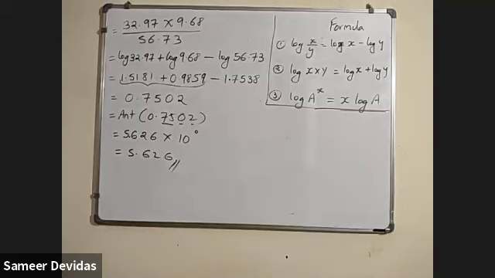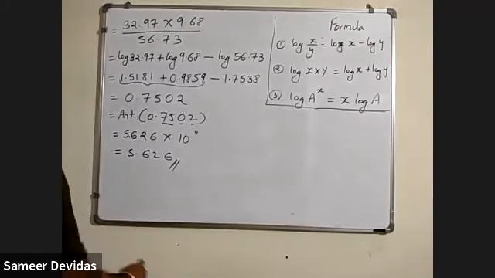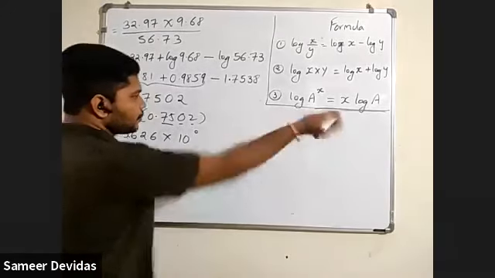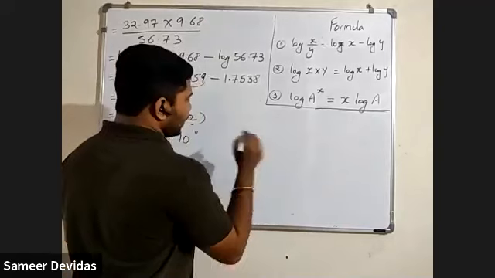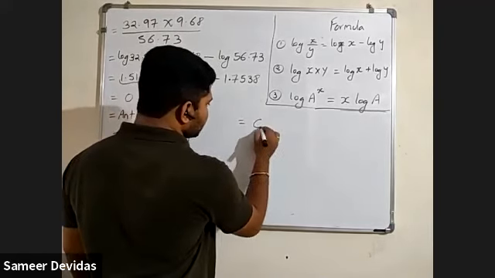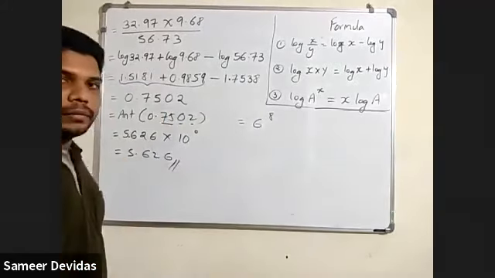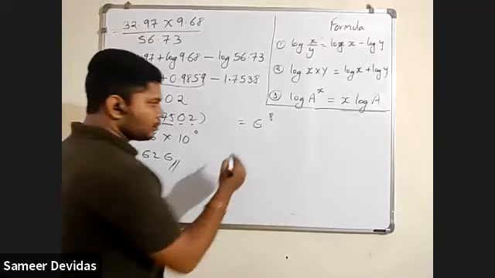Okay. So we have seen the first formula, second formula, then we'll go to the third formula also. Say one number is there, 6 raised to 8. How are we going to do this?